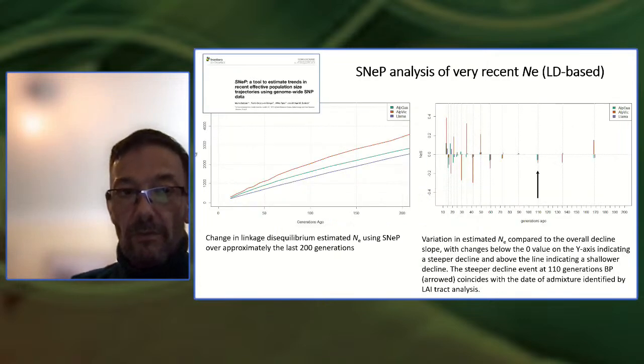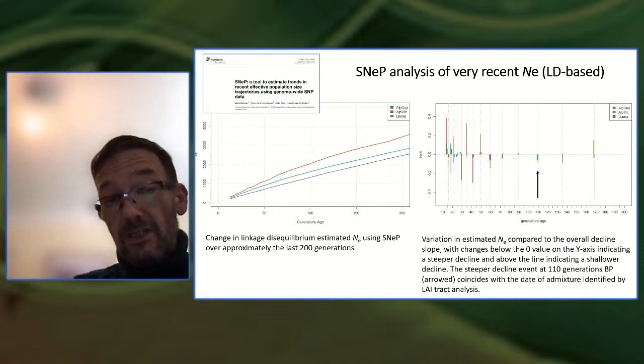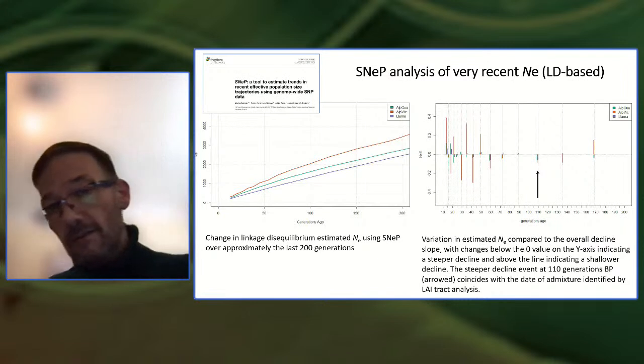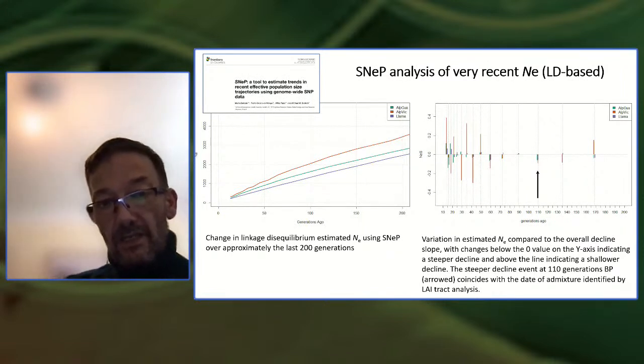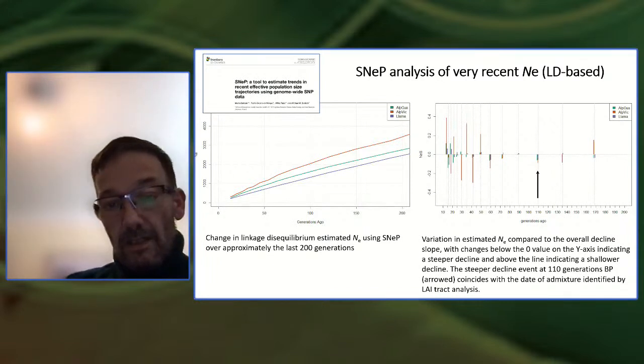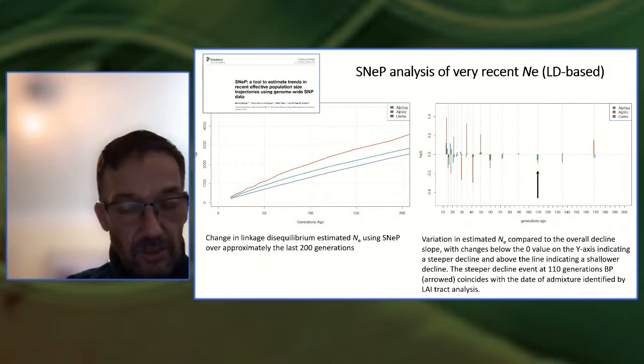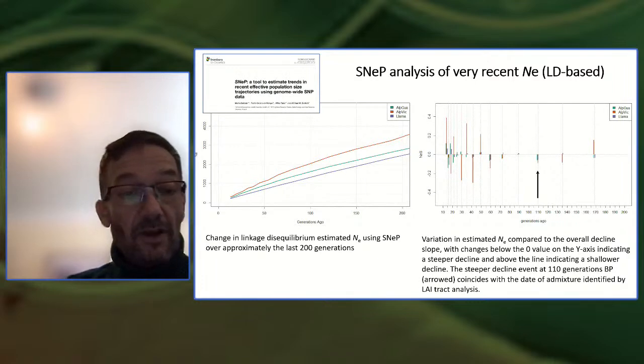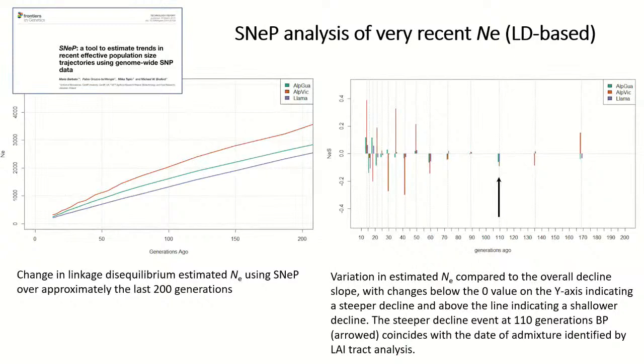Next slide, please. When we used SNP linkage disequilibrium based effective population size analysis for very recent changes in effective size, what we find is the population of South American camelids over the last 200 generations has undergone a pretty substantial decline, really up until pretty much the present day, from an effective size of 4,000 to 5,000, 200 generations ago, all the way down to an effective population size of somewhere in the region of 200 to 300 in the present day.